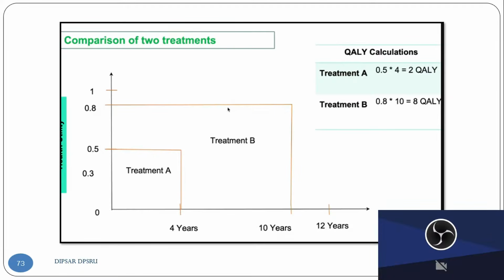In cost utility analysis, we are measuring the outcomes in terms of QALY, right? We have already discussed what is QALY and how to calculate it. When we talk about QALY, we are talking about utility scores as well. You can see that there are two treatments, A and B. Treatment A, 4 years, and the utility score is 0.5. Treatment B, 10 years, utility score is 0.8. You can calculate it: 2 QALY and 8 QALY, right?